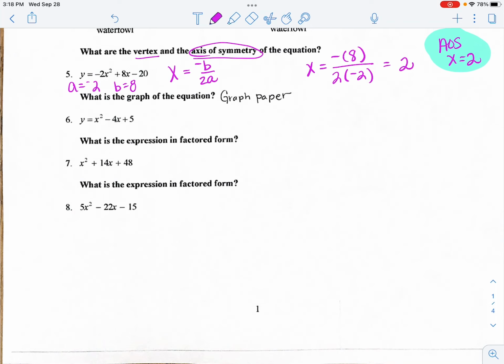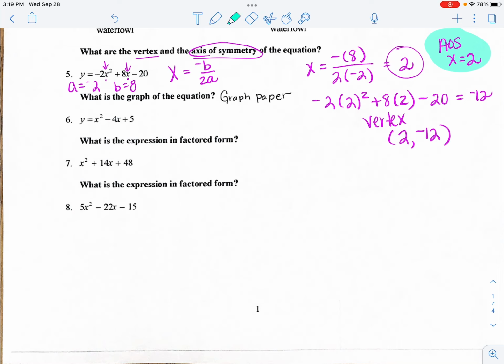Now we're just going to take that 2 and put it back into the equation for our x's, and we're going to work that out. So I would do negative 2 times 2 to the second plus 8 times 2, and then minus 20. Again, we're just putting it in for the value of x here and here, using the 2 that I got from my axis of symmetry. So when I plug that in and work that out, I do get negative 12, which means that the vertex is the point 2, negative 12. So that was our x value, and we just figured out our y value was negative 12. That is the second part of our answer for number 5.